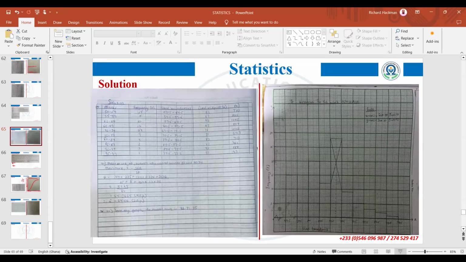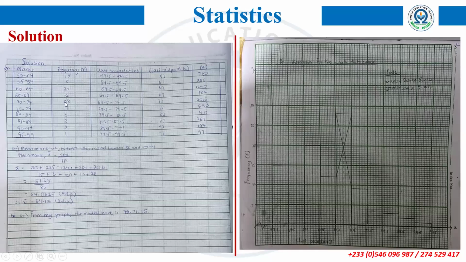If you cannot see clearly, let me go to the presentation. Your first column, your second column. Remember, I said once you are going to use fx, you have to see where you have your f and what you are labeling as your x. Take note. For the first question, we have to add two columns: the class midpoint column, and the product of f and x. Take note.